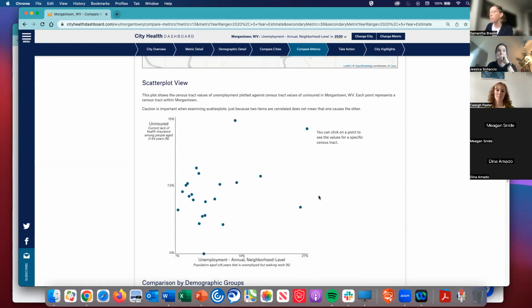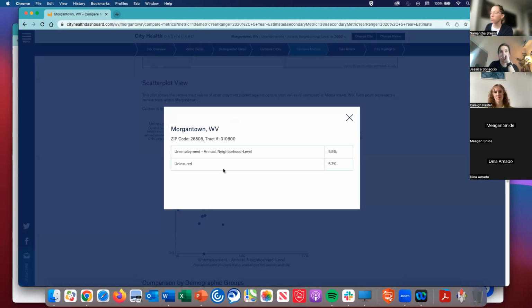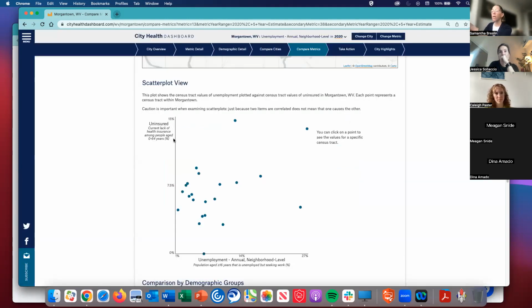And we also have the ability to view those associations or those correlations through a scatter plot. Again, the correlation is not so tight here, or the association is not so tight, but each one of these dots represents a census tract. So you can click into those dots to see the different rates or estimates for the two measures plotted or charted against each other.